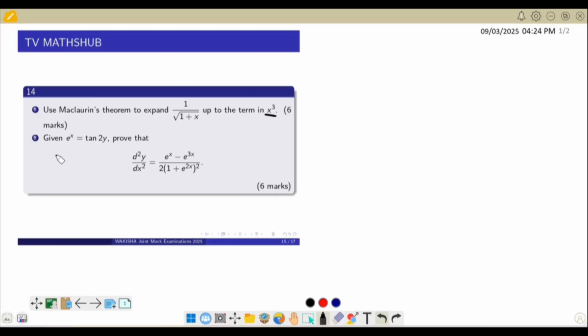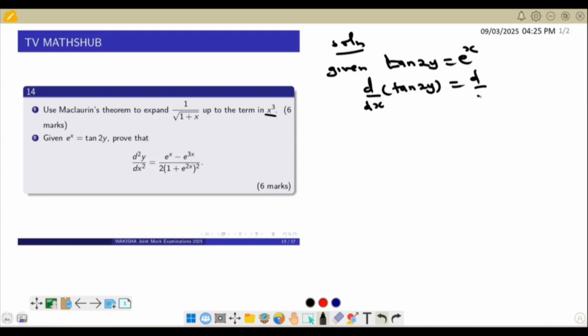Let us look at part B, which says that given e to the power x is equal to tan 2y, we prove that d2y dx squared is the same as this expression. So what we shall do, looking at the solution, we are given that tan 2y is actually equal to e to the power x. So what we can do here is to differentiate on both sides with respect to x. So we shall differentiate with respect to x tan of 2y. We shall also differentiate with respect to x e to the power x.